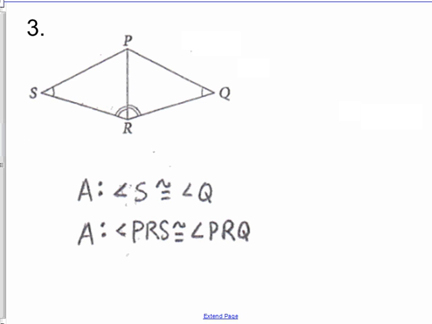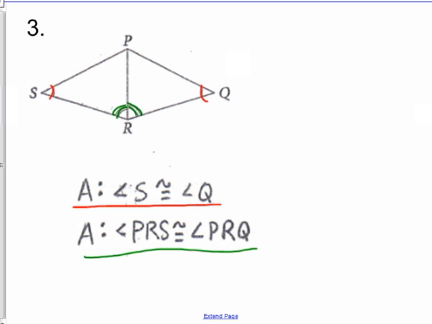Next one. Okay, let's see how this one works out. We're given two angle statements. The first angle statement is that angle S is congruent to angle Q. The next statement is angle PRS is congruent to PRQ. All right, well, that's only two things, and we need three in order to prove that the triangles are congruent.